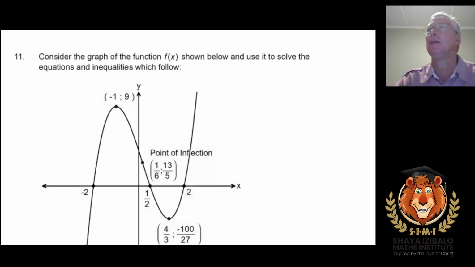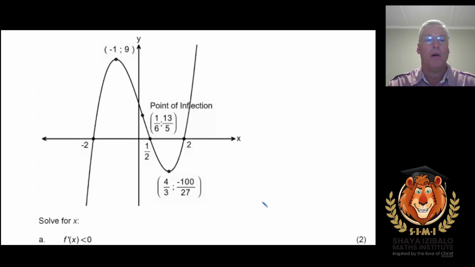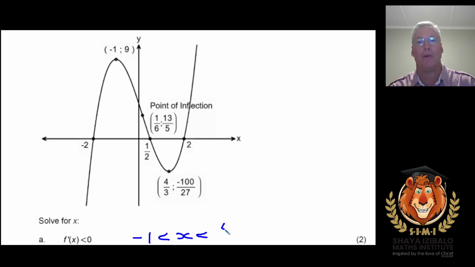Right, the next question, question number 11, looks at a function and then asks us to solve various things. The first thing it says is, where is f dashed of x less than 0? Now, f dashed of x, remember, is the gradient, and the gradient is less than 0 when the graph is decreasing, when it's going downhill. And that happens in between the two turning points. In other words, from negative 1 less than x less than 4/3.